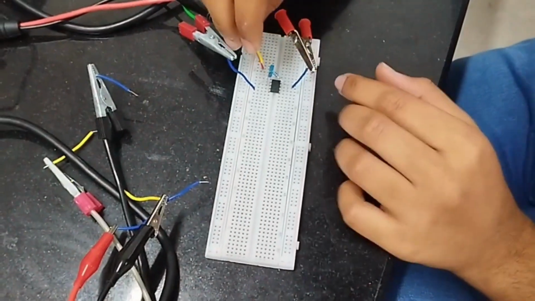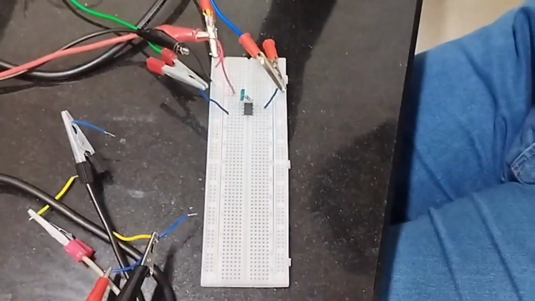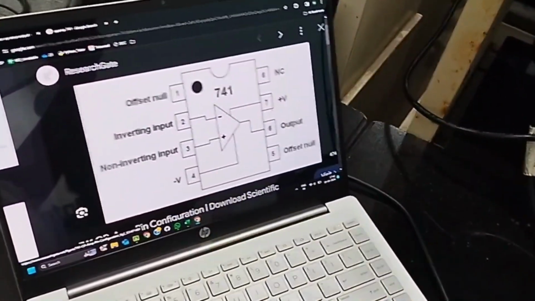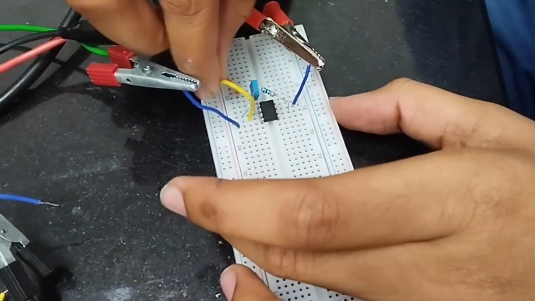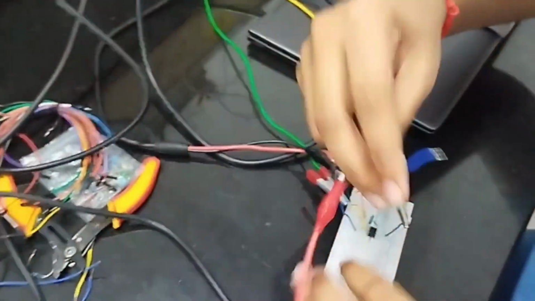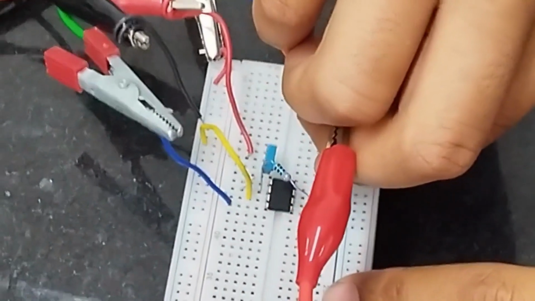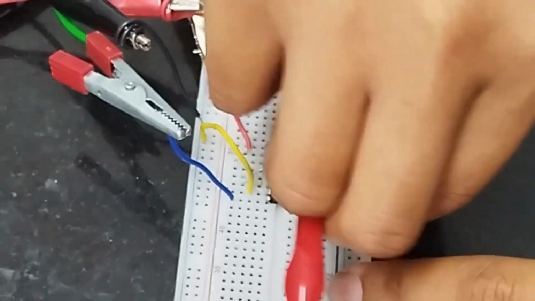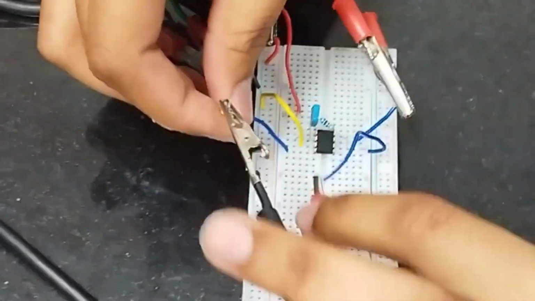And then I have to take the non-inverting input to the ground. This is the non-inverting input, third one, to the ground. Then generally I'll take output for the oscilloscope. This is the output. I'm taking the output and the other end to the ground.